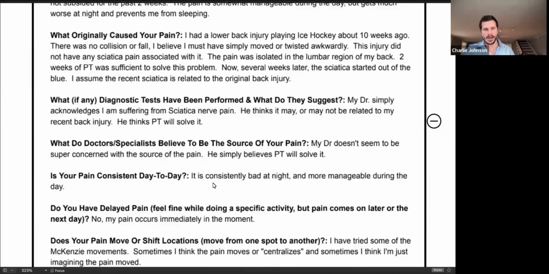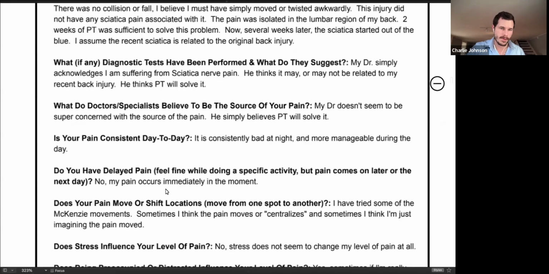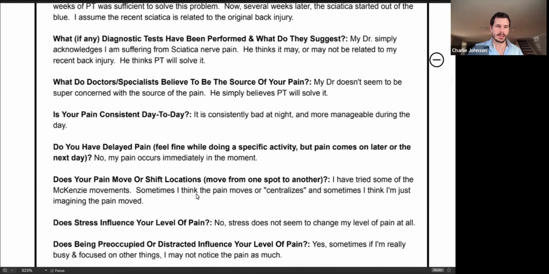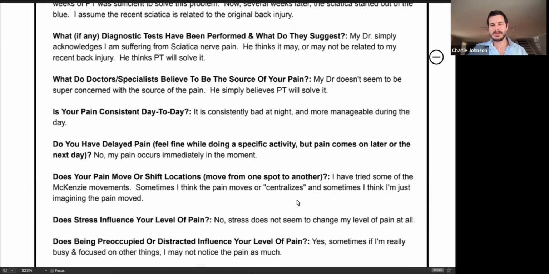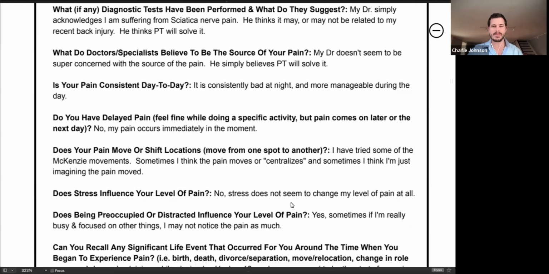Consistently bad at night, a little bit better during the day. No, my pain occurs immediately in the moment. Symptoms are not delayed. Doesn't move or shift around. He said, I've tried some McKenzie movements. He's trying to get his pain to centralize or move from further in his leg up to his butt. Doesn't really matter. And he says, sometimes I think I just imagine it moving around. Right? So maybe, maybe not.